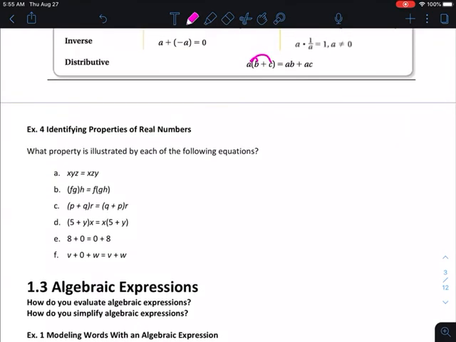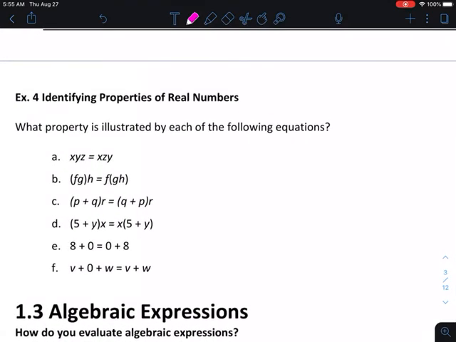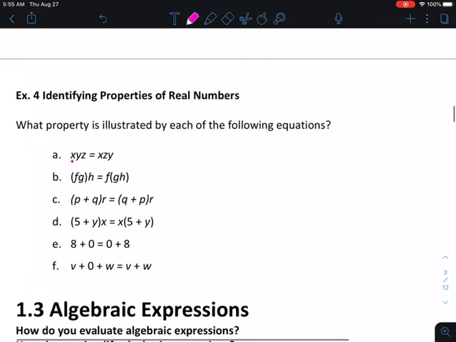Let's look at a couple examples. Example 4. It says, what property is illustrated by each of the following equations? So let's see, we have xyz equals xzy. Are they all in the same order? No. Let's see. We start with x, we start with x. We have yz, but then we have zy. What operation is going on? Well, we have multiplication. And if we flip-flop the order, that means we have the commutative property of multiplication.